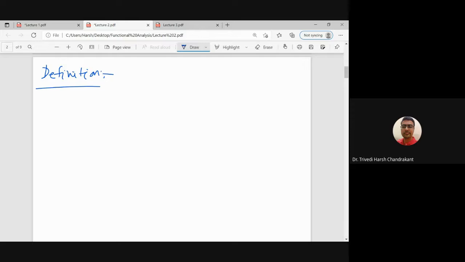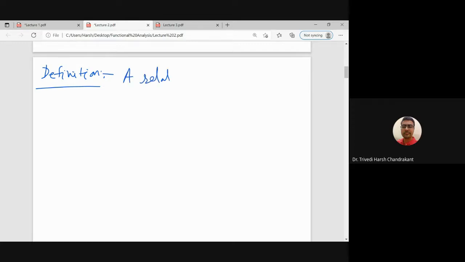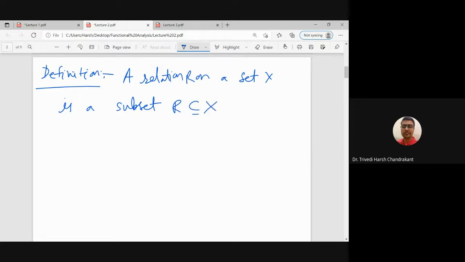So have you studied equivalence relation in your bachelor's? So a relation R on a set X is a subset R of X cross X. Right. So this is the definition of relation. So if we are given a set X, which is of course a non-empty set, and R is a non-empty subset of X cross X, then R is called a relation.